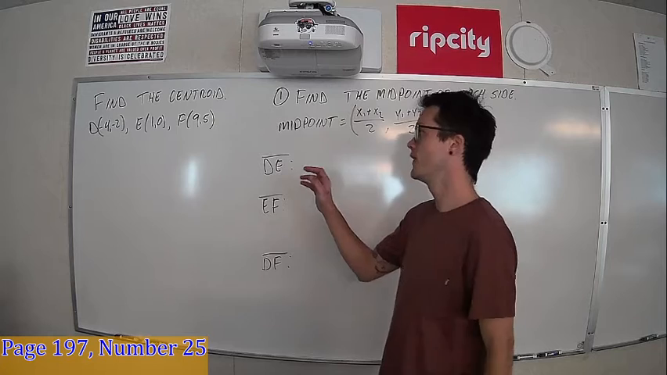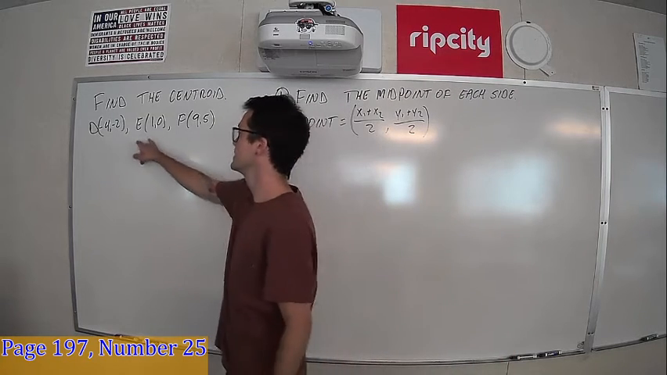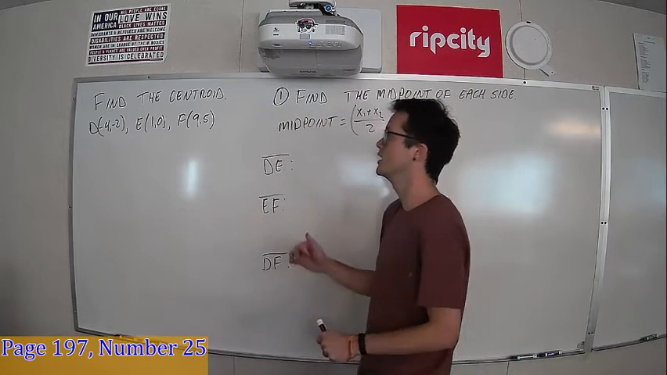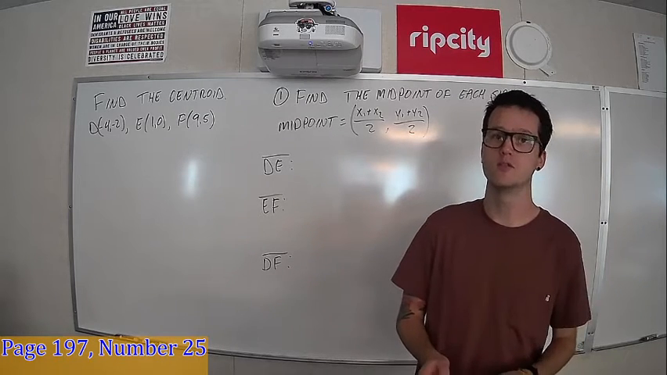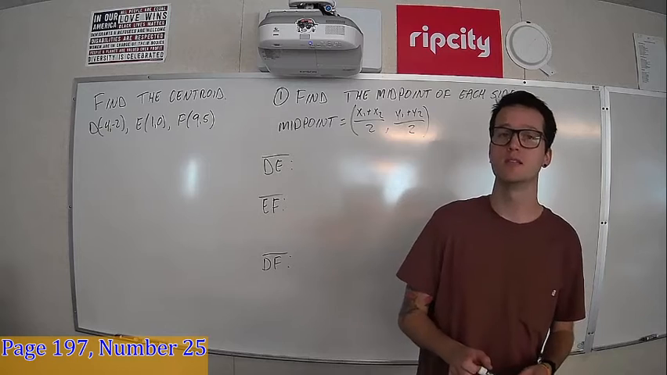So we could find the midpoints of each of these sides. We could create an equation of each line. We could solve that system of equations. It's very similar to what we did with altitudes and orthocenters. I'm going to show you how to use Desmos to solve this one.